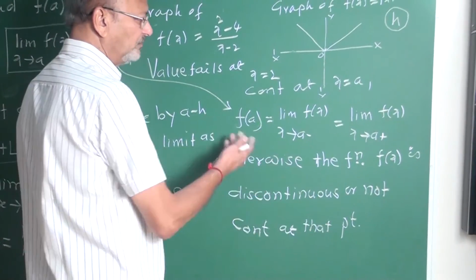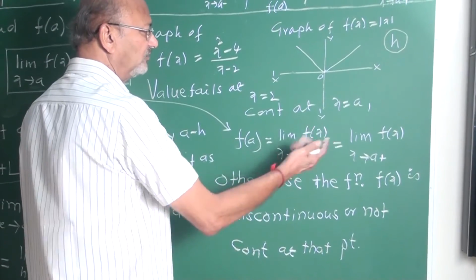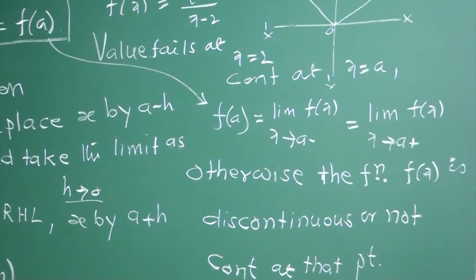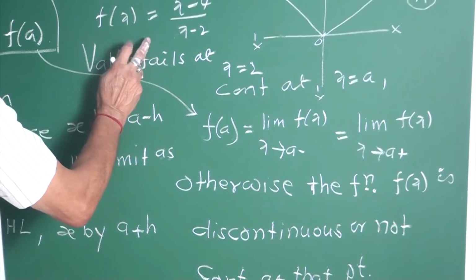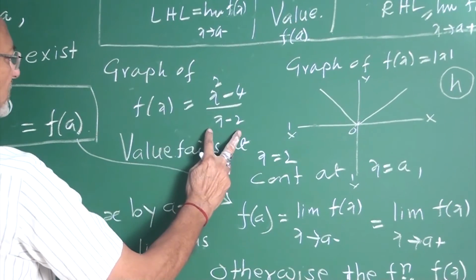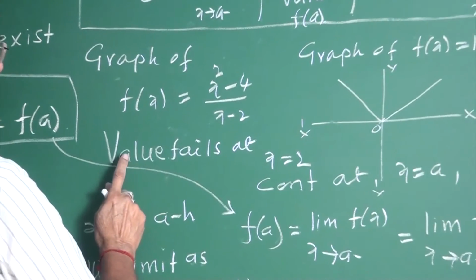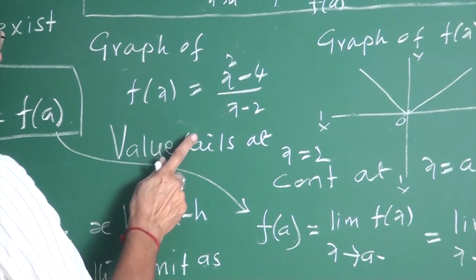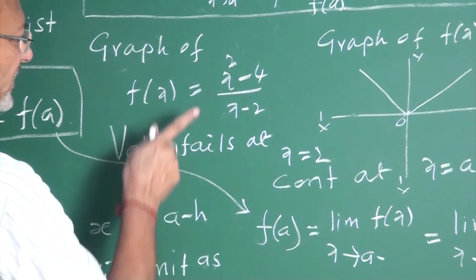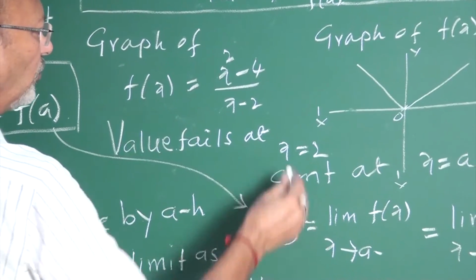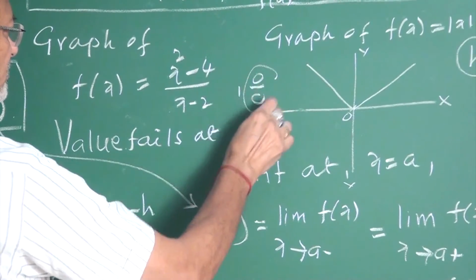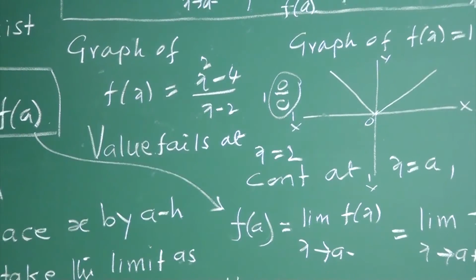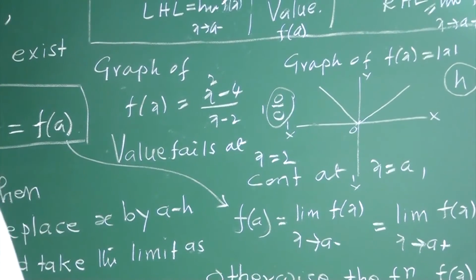Otherwise means what? I told you: any one not equal, any one doesn't exist. In that case, the function is said to be discontinuous. I gave the example of f(x) equal to x square minus 4 upon x minus 2. In this case, the value of the function f(x) at x equal to 2 fails to exist. If you put x equal to 2, you get 4 minus 4 upon 2 minus 2, which is an undefined, indeterminate form. Therefore, the value doesn't exist, but the limit exists. I made everything clear.